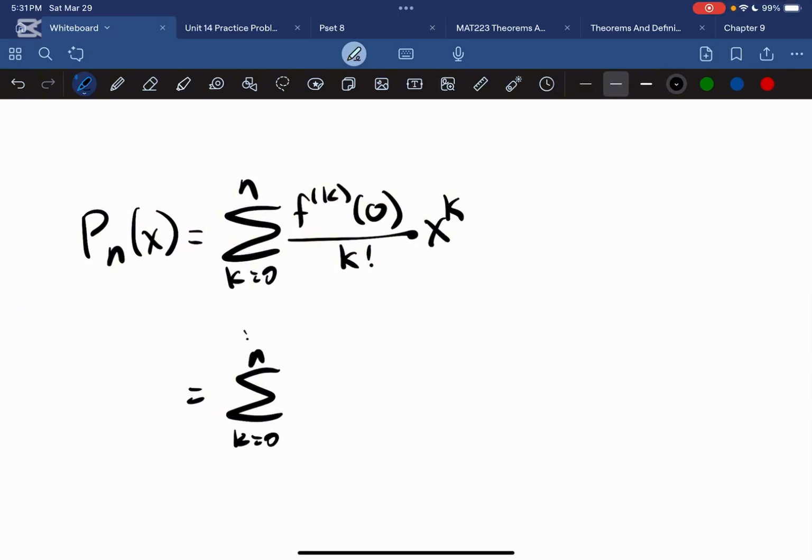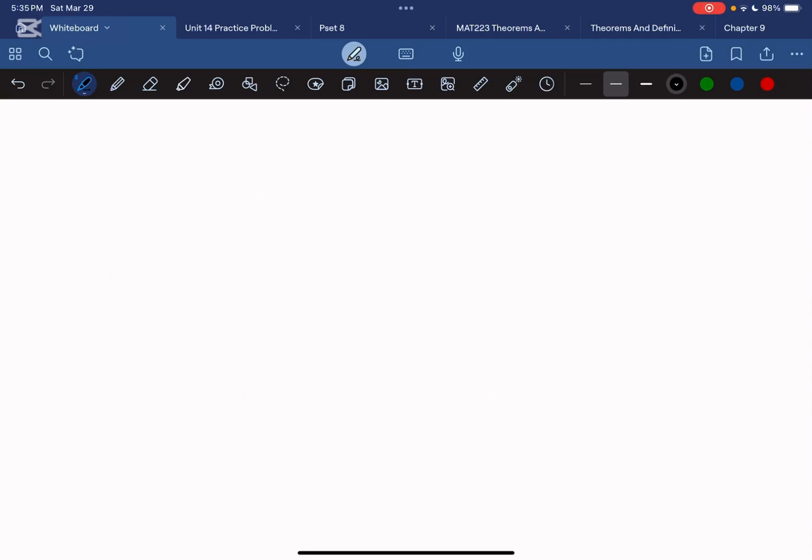K is equal to 0. We have k factorial over k factorial times x to the k. This cancels out, and now look at that. We got our geometric series. Beautiful.